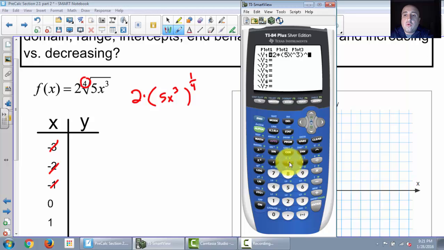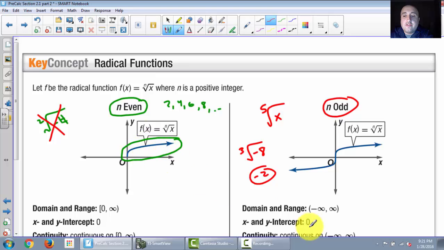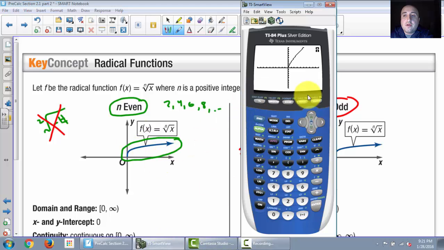I'm going to raise that to the 1/4, so in parentheses 1 divided by 4. I could have done 0.25, but I'll just do 1/4. Okay, so let's graph it. Notice that looks very similar to what we have here. All right, so let's go to our chart. I want to graph this by hand though. All right, so let's see here.